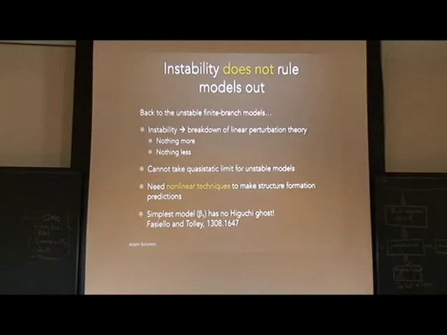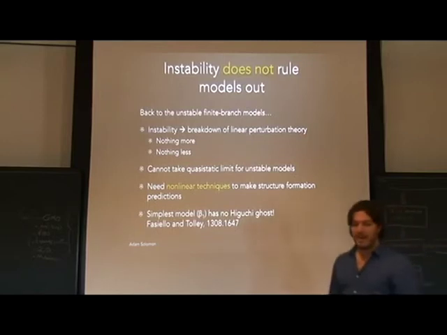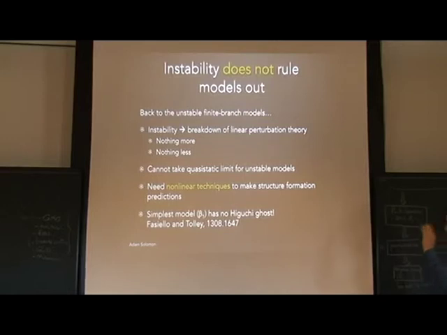So this is a problem calculationally. It means you can't use linear theory, and it means you can never take the quasi-static limit, which is a really nice calculational tool for understanding how structure forms. But in principle, the model could still be physically viable. We just need nonlinear techniques to understand how the perturbations evolve in this theory. Unfortunately, these have yet to exist. So this is very much an open problem, which needs to be looked into. But again, because at least the simplest of these finite branch models is Higuchi-free, this is probably the main direction to go to save this theory with this matter coupling.